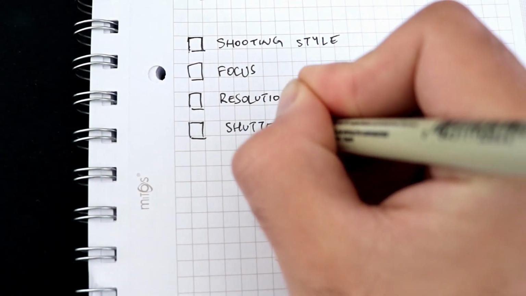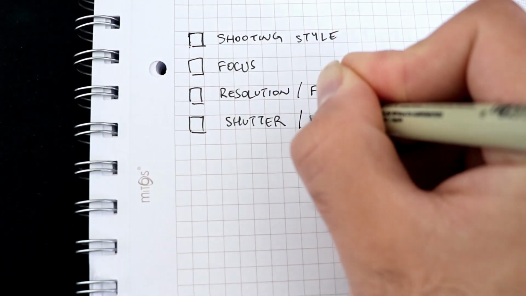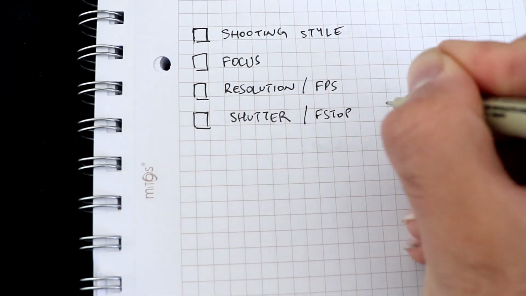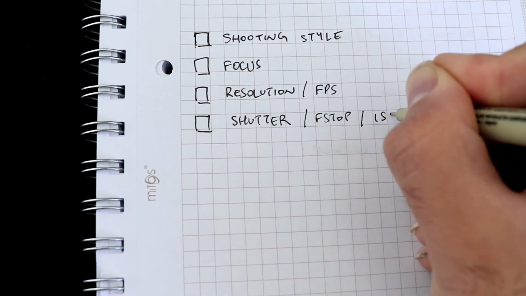I'm skipping ahead a little bit because it's part of the exposure triangle. Definitely has to be on the list. So shutter, ISO and f-stop. These ones definitely have to be on my list. I need to make sure that they are set properly.